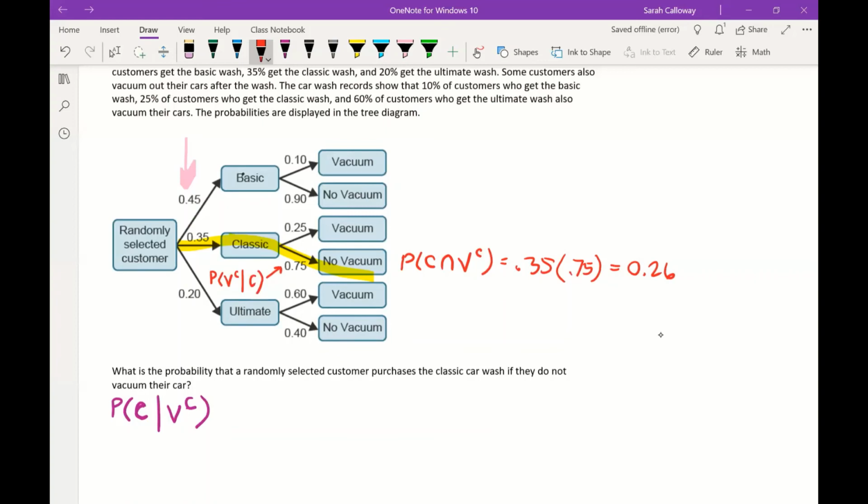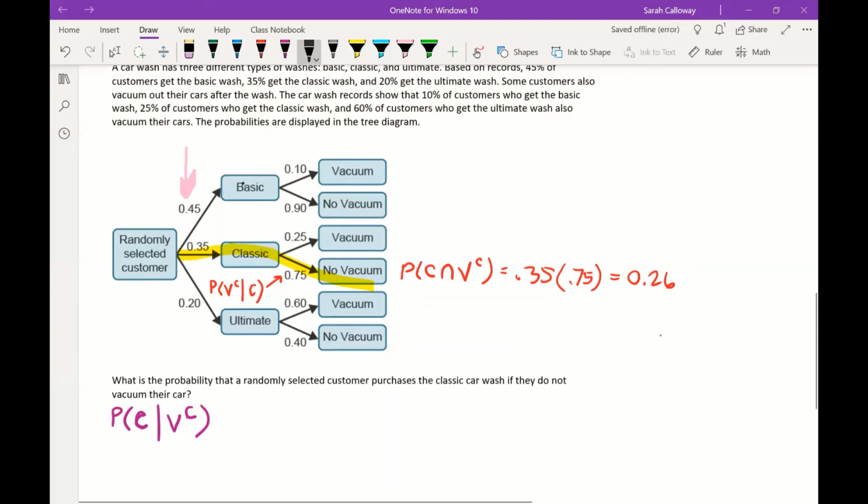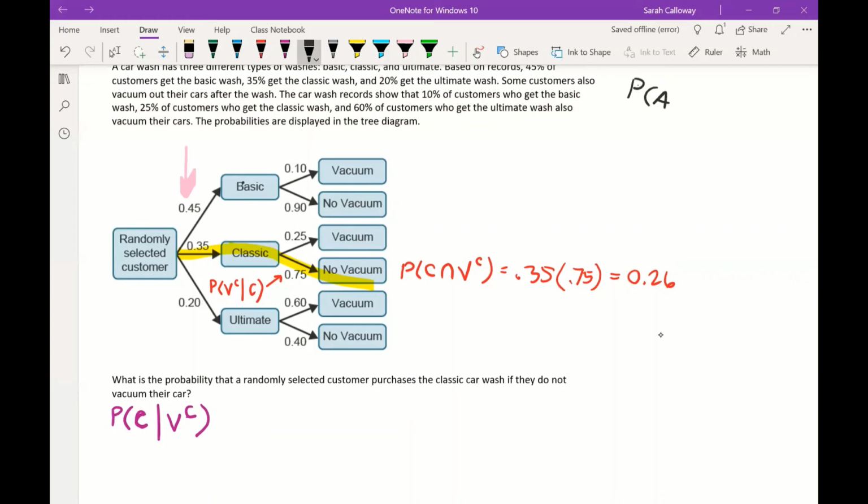So if we think about the formula for conditional probability, that tells us that the probability of A given B is equal to the probability of the intersection of A and B divided by the probability of B. So what's good is that right now we have that intersection value here. Okay? So what that means is that our numerator for this answer is going to be 0.26.